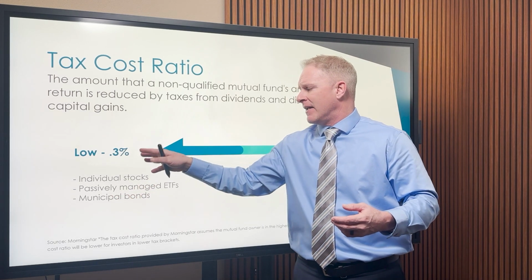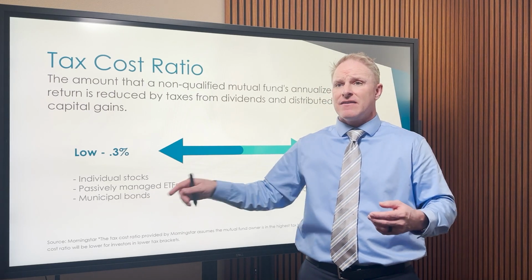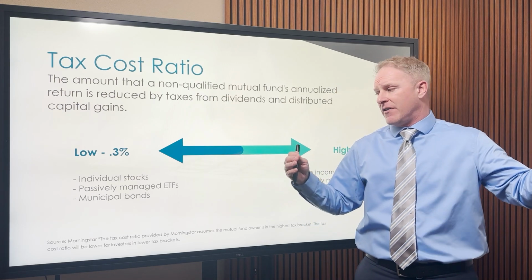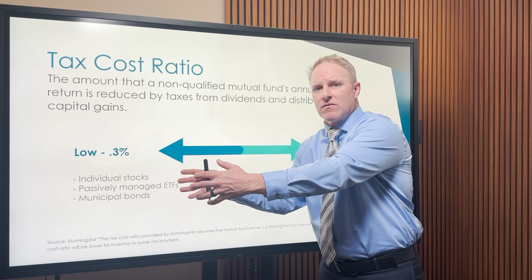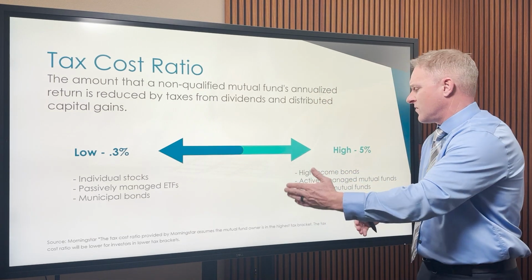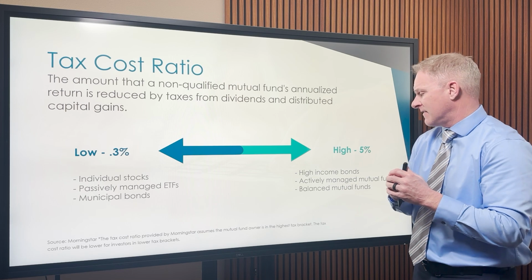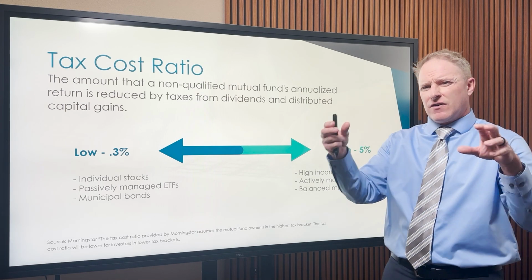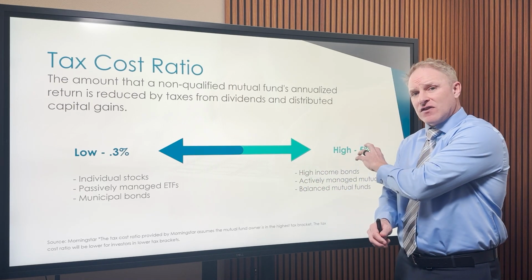And municipal bonds can be quite tax efficient, but you've got to be very careful. Municipal bonds might be tax efficient for some people, but very tax inefficient for others. But generally these things have lower tax cost ratios, whereas on this side, things like high income bond funds, actively managed mutual funds, and balanced mutual funds that are diversified between stocks and bonds would be on the tax inefficient side of things.